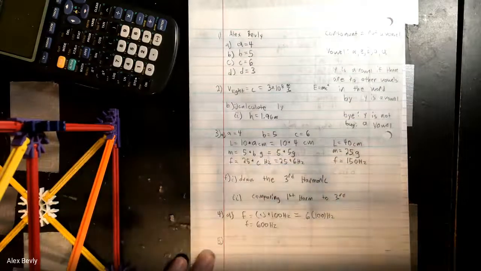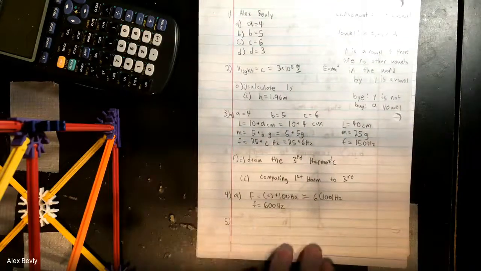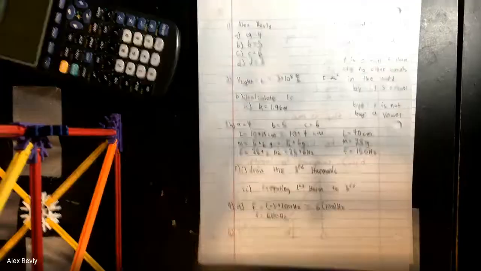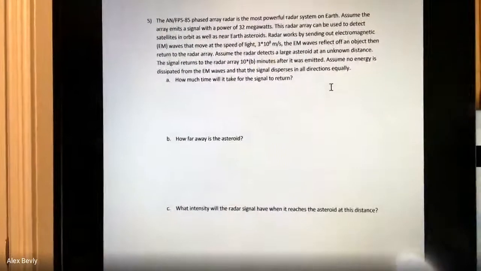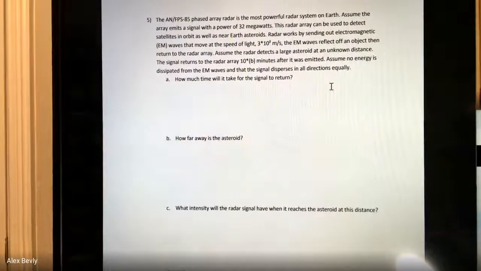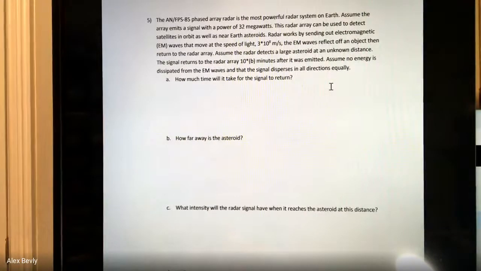And then for 5, we have this, and this is where I put the speed of light. So if you forget what the speed of light is, it's in number 5.